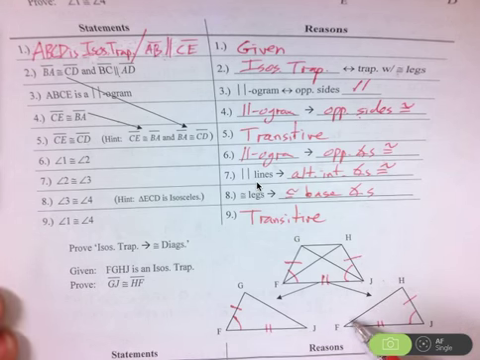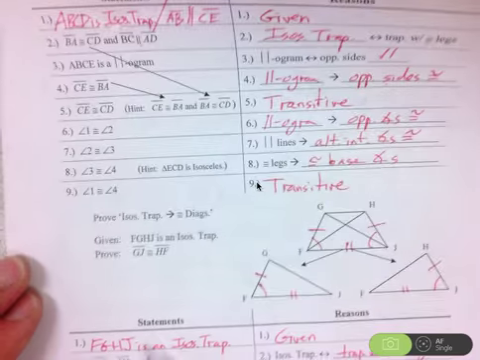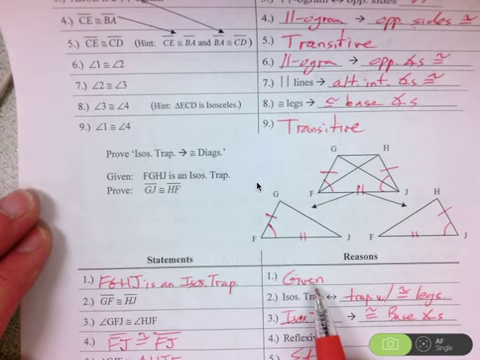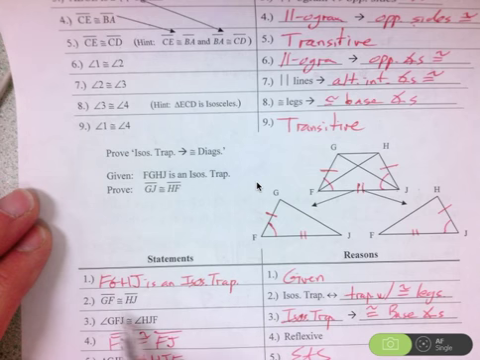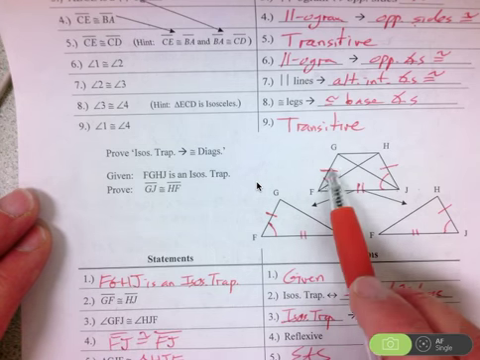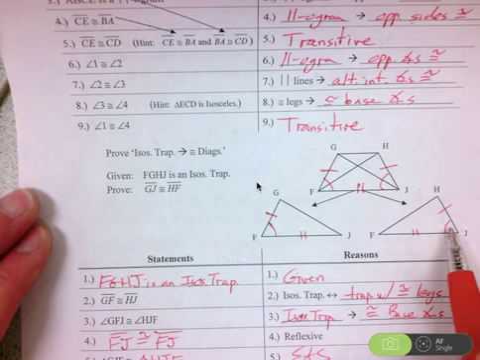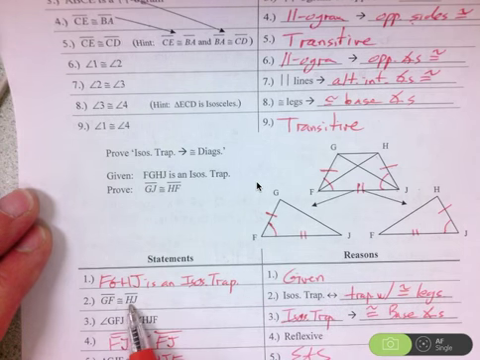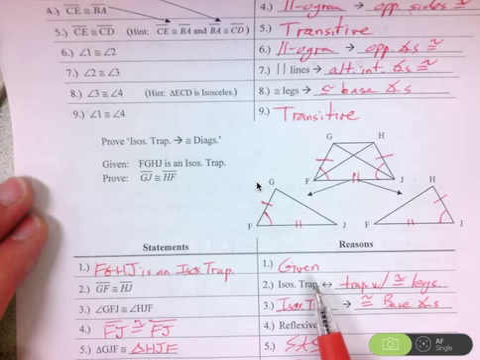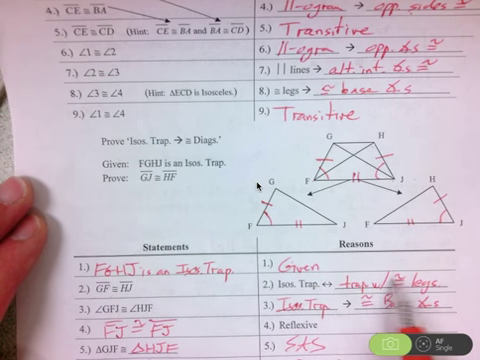So I want to mark everything carefully. I'm starting with an isosceles trapezoid. That's our given. But remember, if it's an isosceles trapezoid, then that means that I can mark that the legs are congruent. So I can mark that GF and HJ are congruent, but then I also mark the GF and the HJ in my separate triangles. Isosceles trapezoids, those are trapezoids with congruent legs.